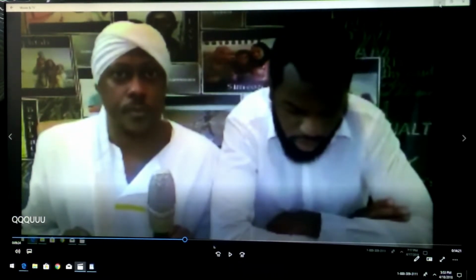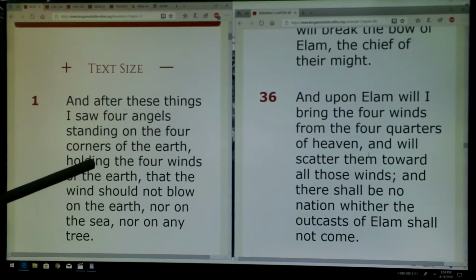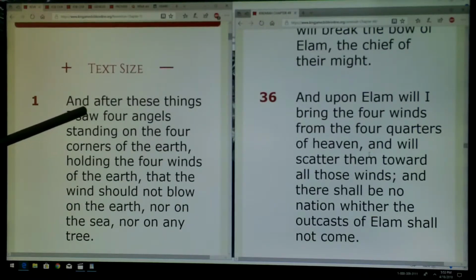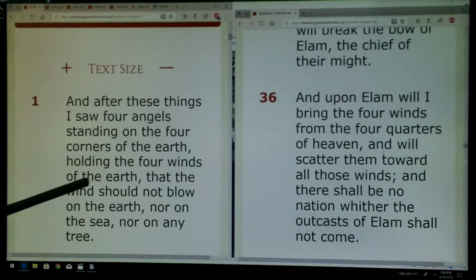Okay, so let's analyze this. So now we got both those verses here. The one he read first said this: after these things I saw four angels standing on the four corners of the earth, holding the four winds of the earth. So it didn't say the four winds of heaven over here. That's lie number one he said.